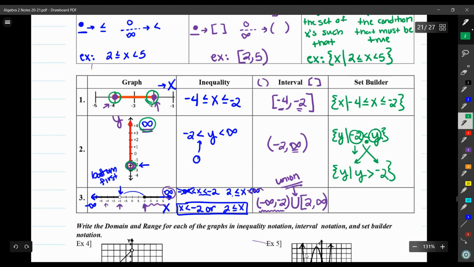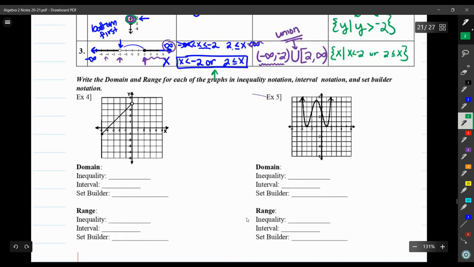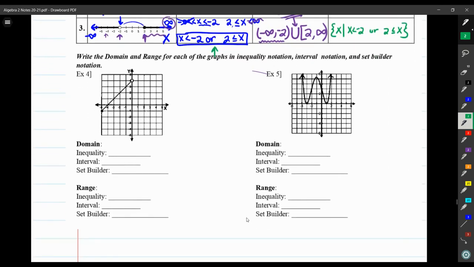And finally, let's talk set builder. So again, set builder is basically this guy, just fancier. So we have x such that x less than -2 or 2 less than or equal to x. And there's your set builder. So now that we've done one variable at a time, let's talk more about what you're actually going to see. These are more like graphs you're really going to have.